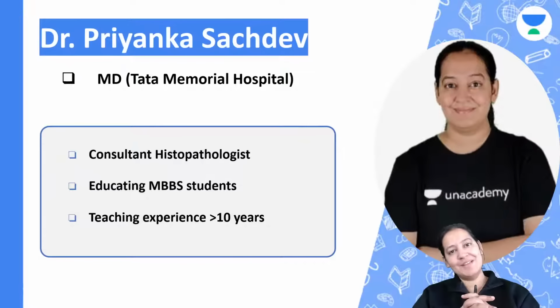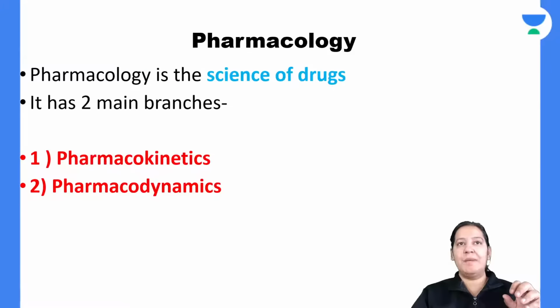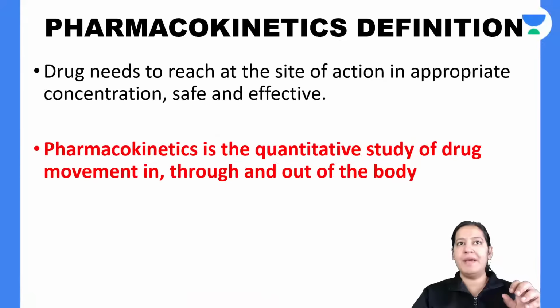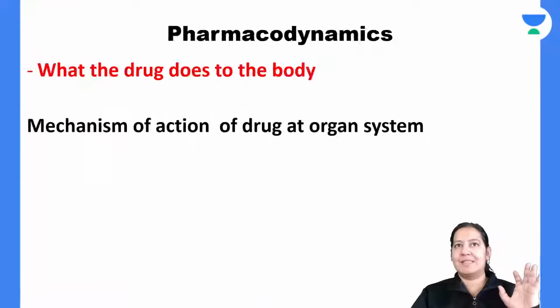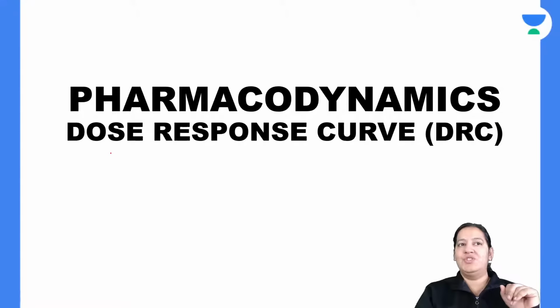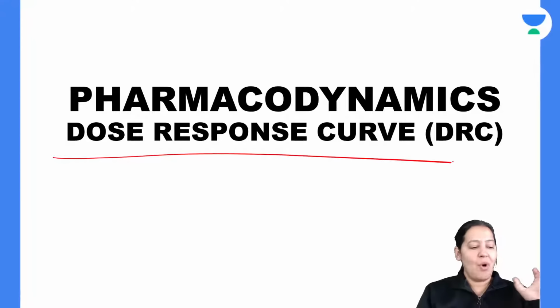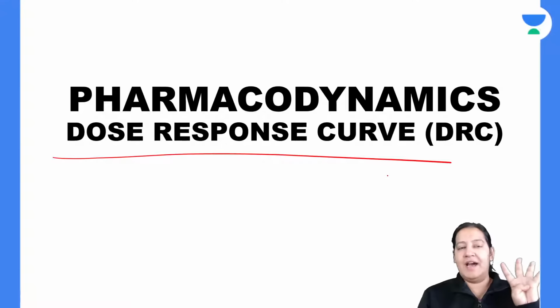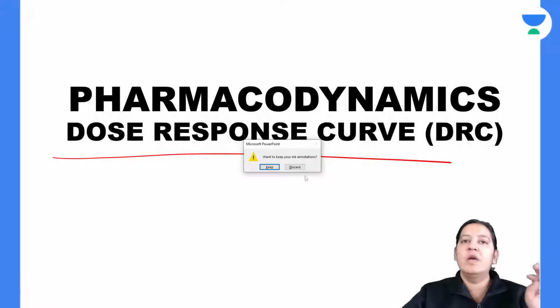I am Dr. Priyanka, educator on Unacademy, and this is the second YouTube live session today. In the first lecture, we started pharmacodynamics, and in pharmacodynamics, we started DRC, dose response curve. All the old students already know what DRC is, and we were studying the significance of DRC. Four parameters are important in DRC. Out of the four, we discussed two in the last lecture.